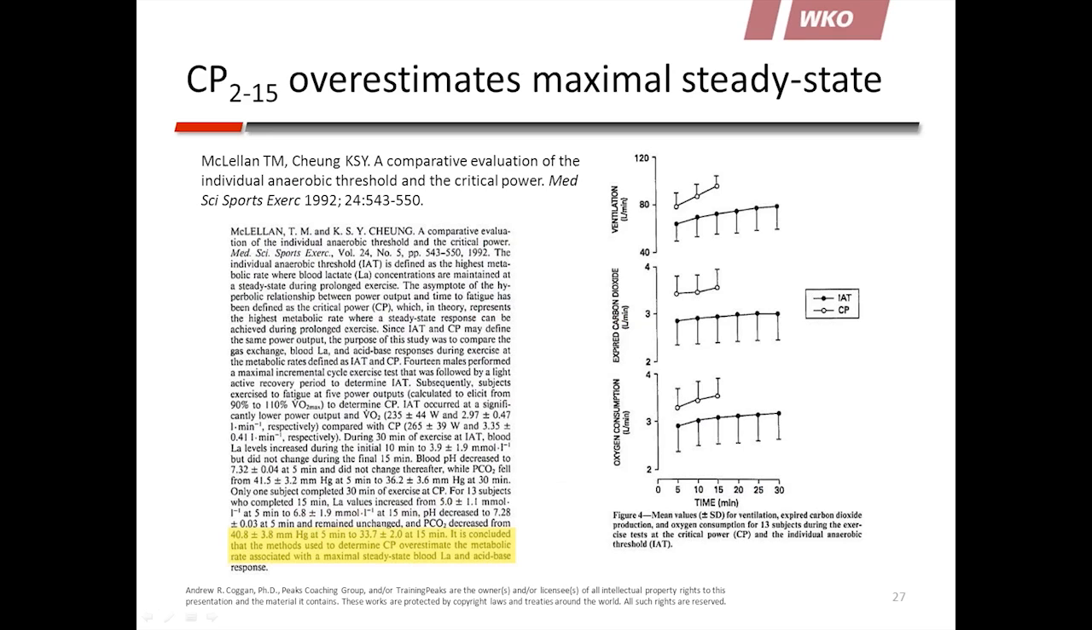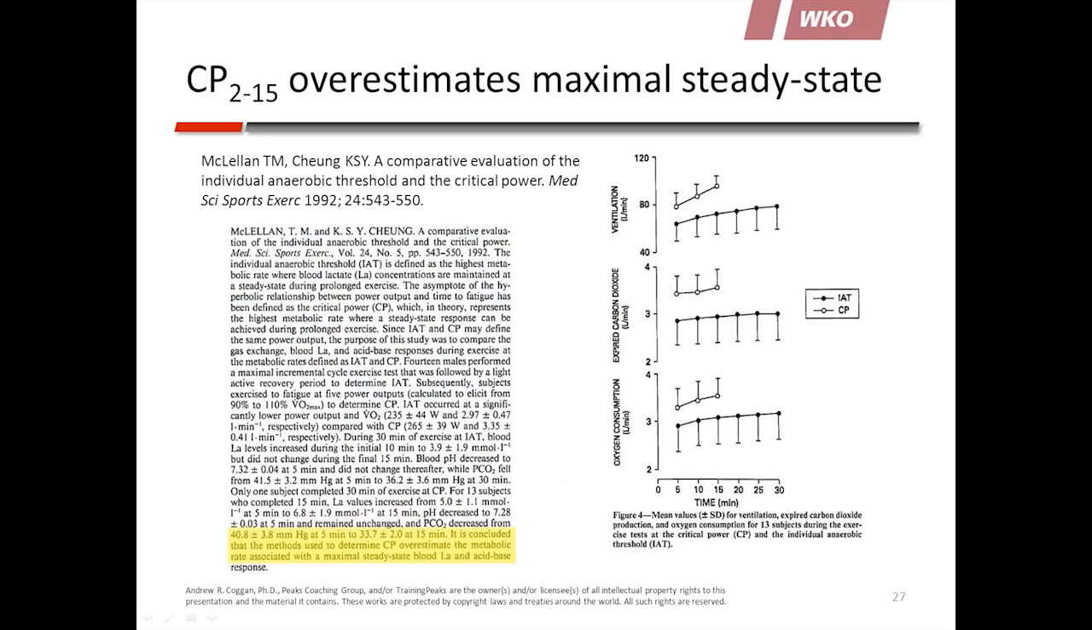But in fact, when people started looking at that, what they found was that if you use shorter duration efforts to calculate critical power, you end up overestimating somebody's true maximal steady state exercise intensity. So here's a paper from 1992, McClellan and Chung. They used laboratory-based tests of 2 to 15 minutes in duration, and then asked people to pedal continuously at an exercise intensity corresponding to their critical power. We can ignore individual anaerobic threshold here. This is based on blood lactate measurements.